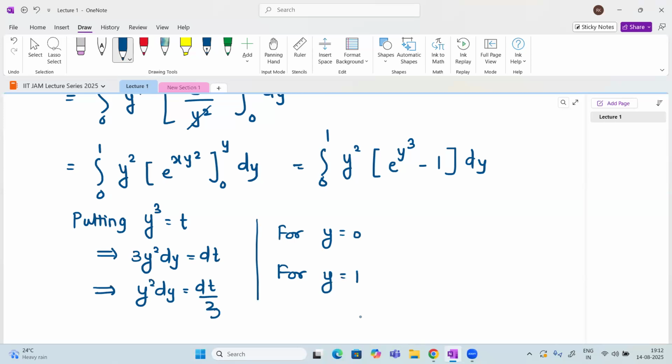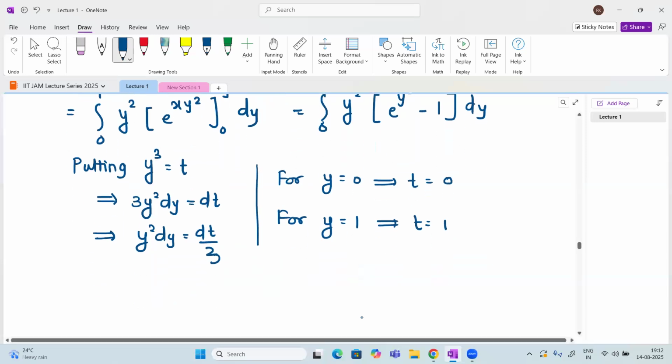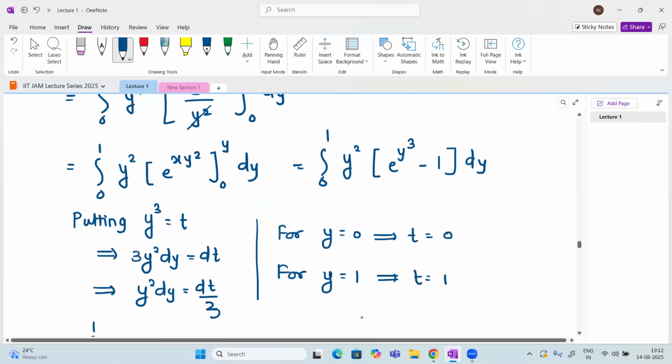These are the actual limits. Now we have to change the limits with the help of that substitution. If I put y is equal to 0, t will be 0. For y is equal to 1, t will be 1. So now our new integral will be like this. Limits will be the same, 0 to 1.